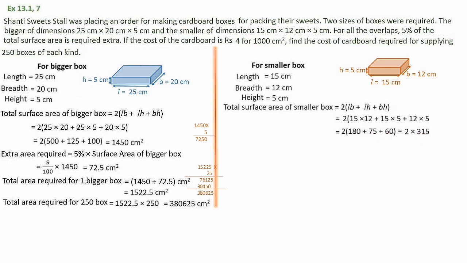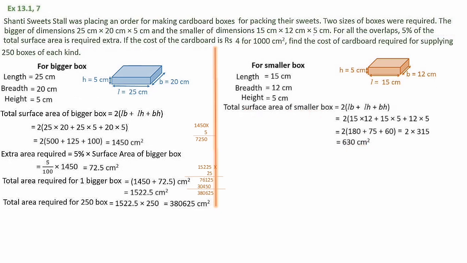So 2 into 315. So here if you feel difficulty in adding, you have to write down on the right side of your notebook and add. So 2 into 315 will get as 630. So 300 into 2 600, 15 into 2 30. So 630 centimeter square is the total surface area smaller box.